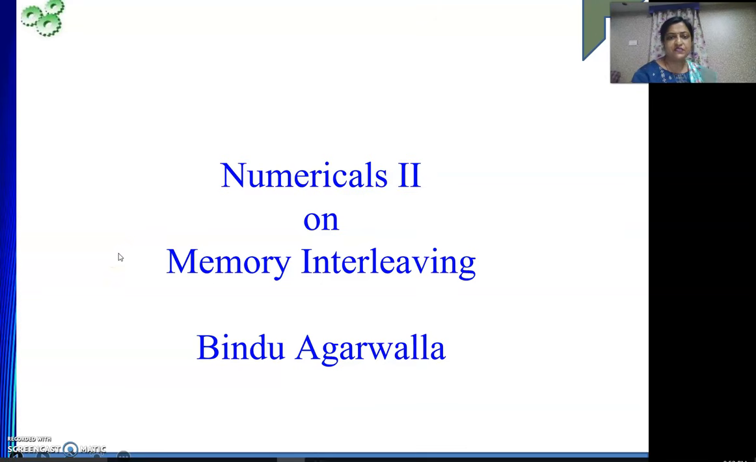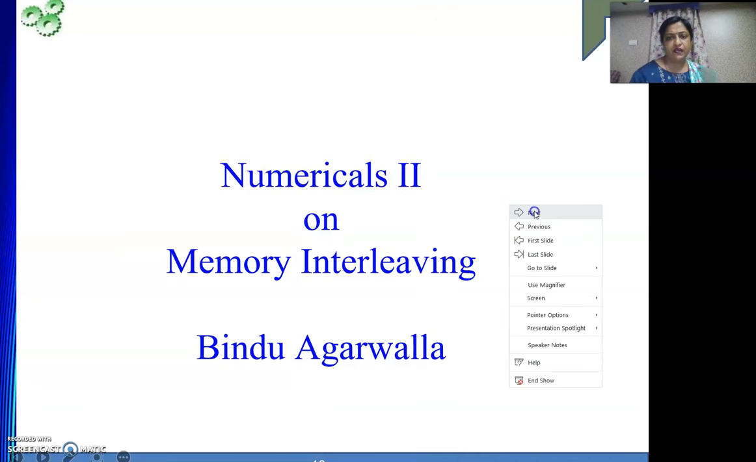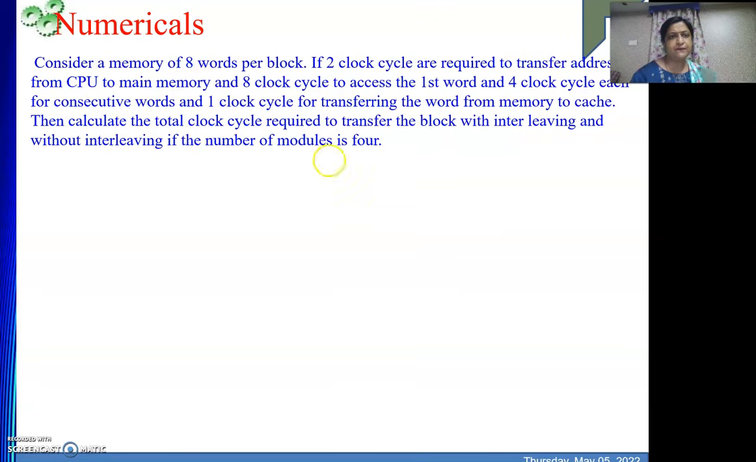Hello friends. In this video we'll continue solving some problems on memory interleaving, the way we did in our last video. The numerical says: consider a memory of 8 words per block. We have some block and the size of the block is 8 words. If 2 clock cycles are required to transfer the address from CPU to main memory, 8 clock cycles to access the first word, 4 clock cycles each for consecutive words, and 1 clock cycle for transferring the word from memory to cache. This much data is given.